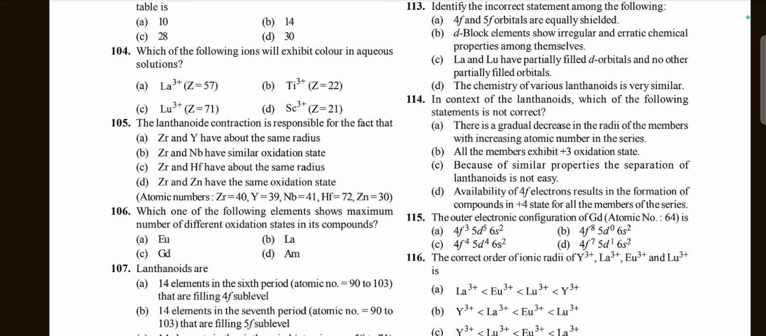The lanthanide contraction is responsible for the fact that Zr and Hf have about the same radius. Option C. Which one of the following elements shows the maximum number of different oxidation states in its compounds? Option D, Am. We know that lanthanides like La and Gd show plus 3 oxidation state, while Eu shows plus 2 and plus 3. Am shows plus 3, plus 4, plus 5 and plus 6. Therefore, americium has the maximum number of oxidation states. So option D will be the answer.